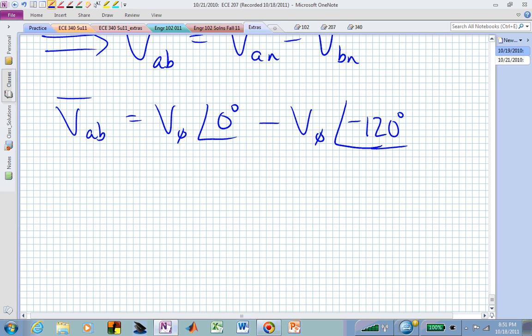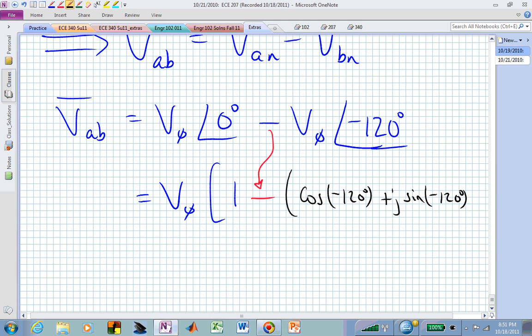We can now convert between polar and rectangular to combine these two complex numbers, and we can factor out the magnitude, V sub phi, and we then have 1 at 0 degrees, which is just a real value of 1. We now want to subtract 1 at minus 120 degrees. Convert that to rectangular form. We now have the cosine of minus 120 degrees plus j sine minus 120 degrees.